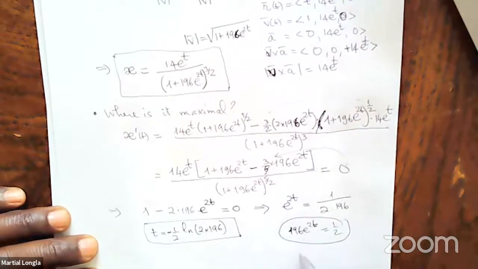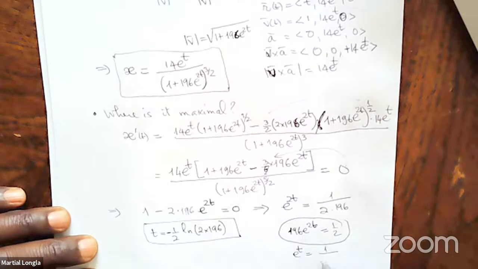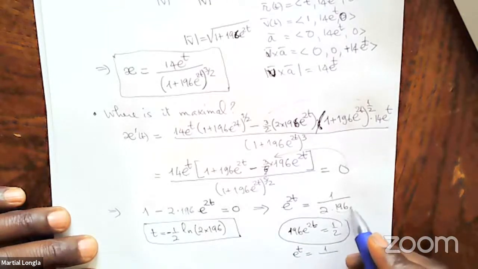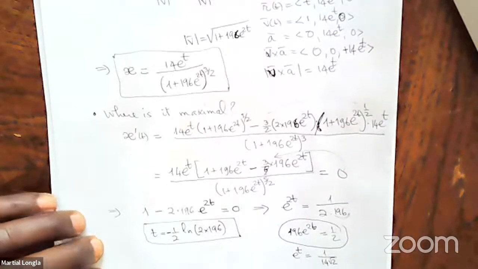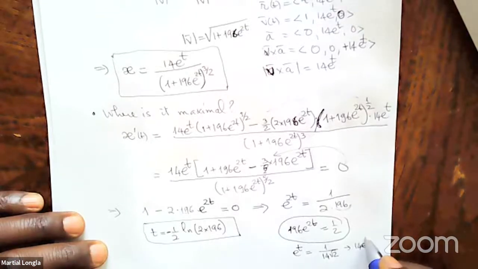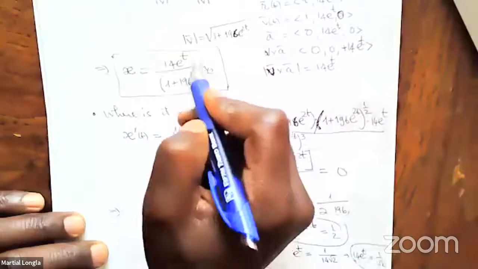And e to the t is 1 over, this number here was the square root of 14, right? Yes. So that's going to be 14 root 2. So 14 e to the t is 1 over root 2. I'm just taking the values that I need here. That's this.